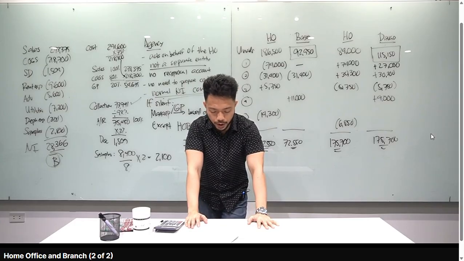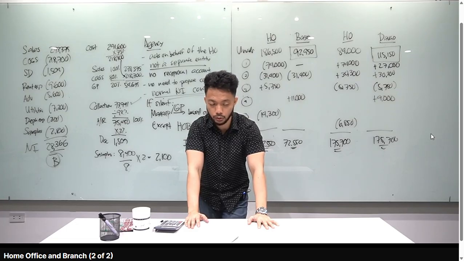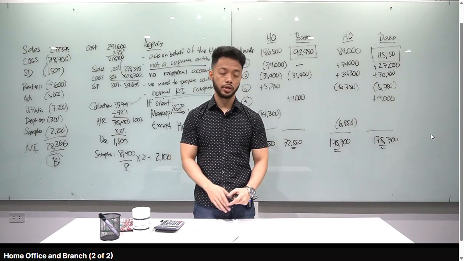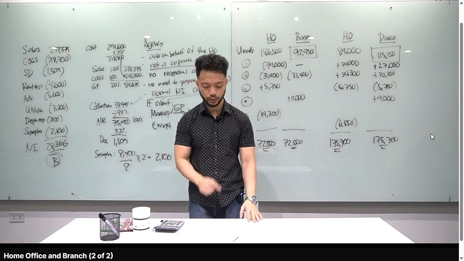Number 4, in preparing the combined FS, go to letter C. Reciprocal accounts are eliminated, but non-reciprocal accounts are combined. Ano class yung reciprocal accounts? Iyan yung shipments to and from, iyan yung AOI, iyan yung home office and investment in branch. Eliminate natin lahat yun. Ano naman yung non-reciprocal? Iyan yung cash, AR, inventory, iyan yung mga non-reciprocal accounts. Letter C for number 4.